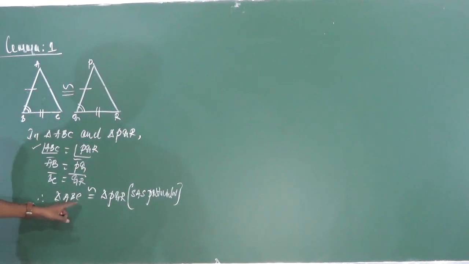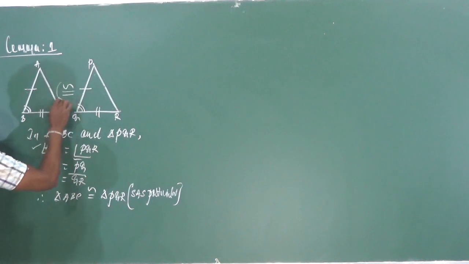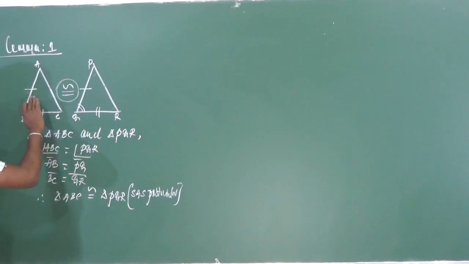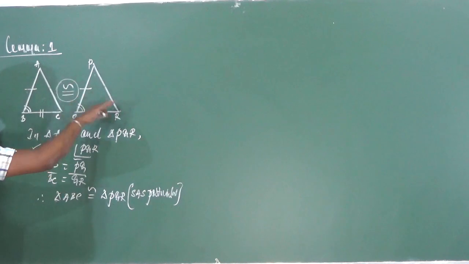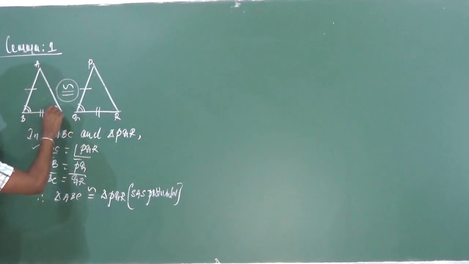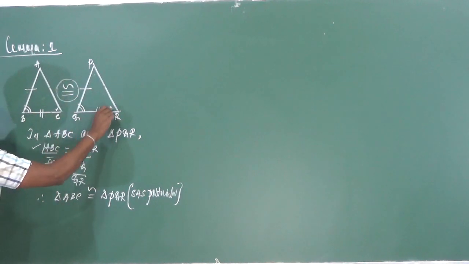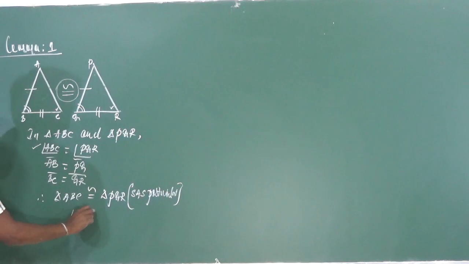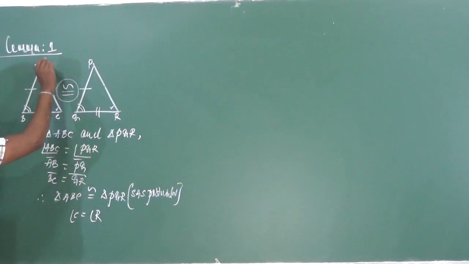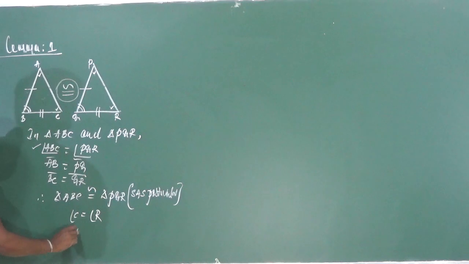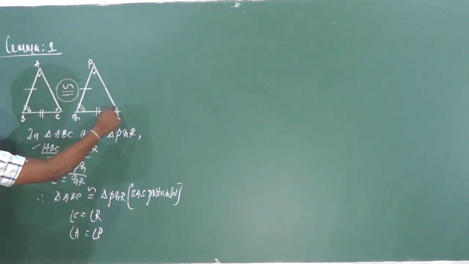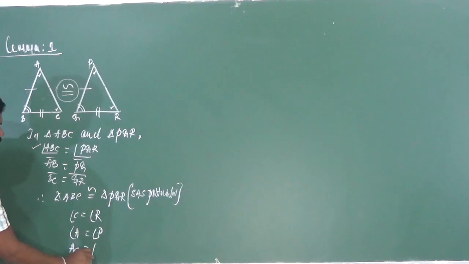So here triangle ABC is congruent to triangle PQR, so therefore both the triangles become congruent. If these two triangles become congruent, then it is understood that this angle is equal to this, that is angle C is equal to angle R, this angle is equal to this, that is angle A is equal to angle P, and this side will be equal to this, that is AC is equal to PR.